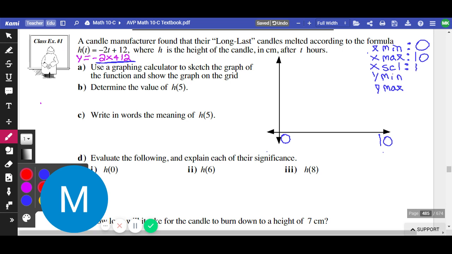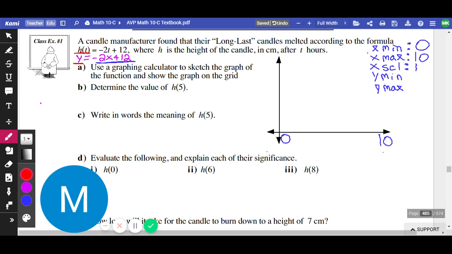Y minimum. In your question, you have to realize what Y represents. In our question, Y was height. What's the lowest height that my candle could be at? 0, right? I burn it all the way down. It's at a height of 0. It's completely gone. I'm not going to have negative height. It doesn't make sense that it would go into the negatives.